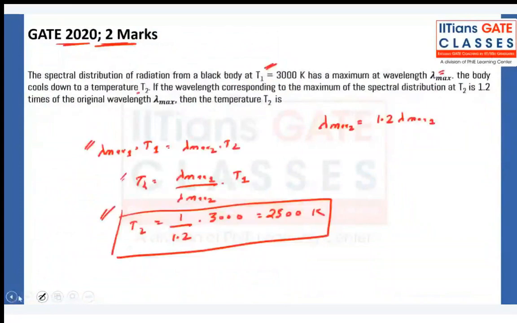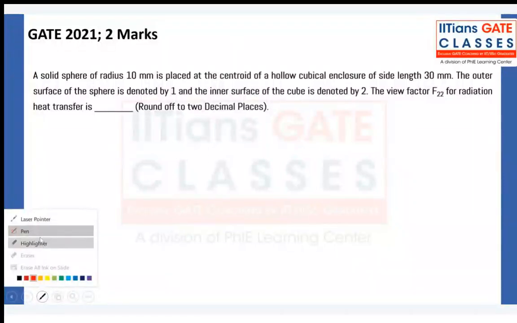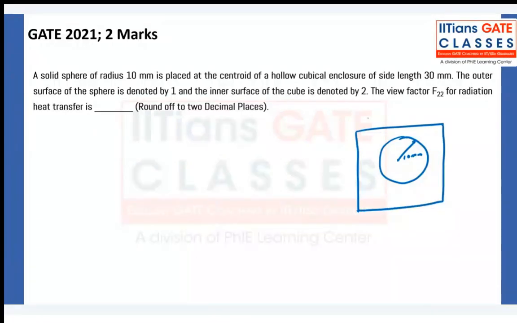Okay. A solid sphere of radius 10 millimeter is placed at the centroid of a hollow cubical enclosure. It's a cube enclosure of side 30. This is 30. This is 30. This is also 30.